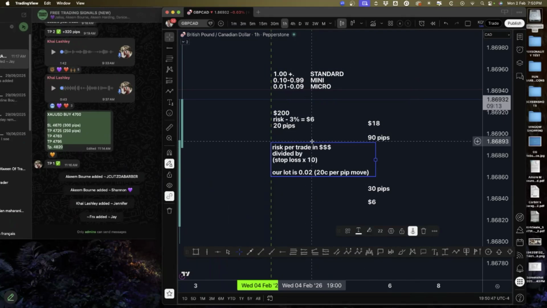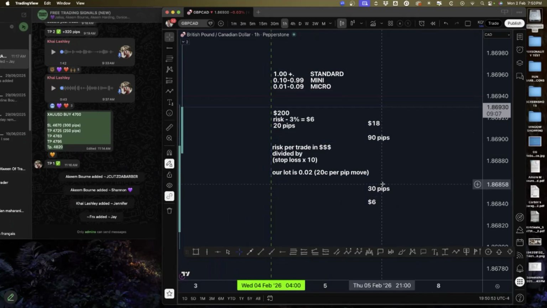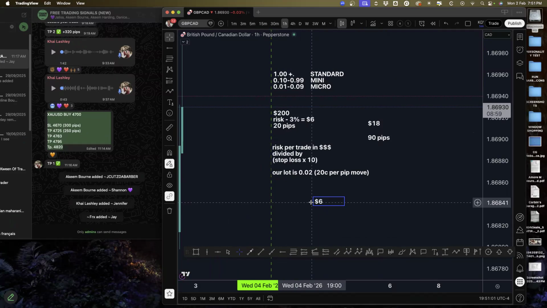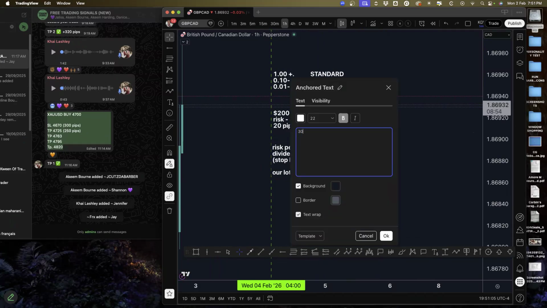So we're going to see if our $200 account could handle this. All right, so 300 pips. That means our risk per trade is going to be 6. 6 divided by the stop loss, 300, multiplied by 10. So 6 divided by 3,000.